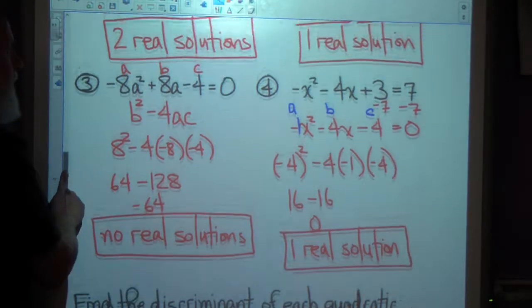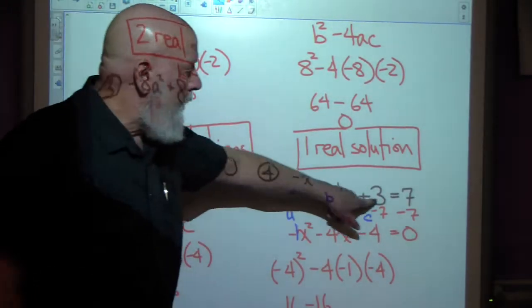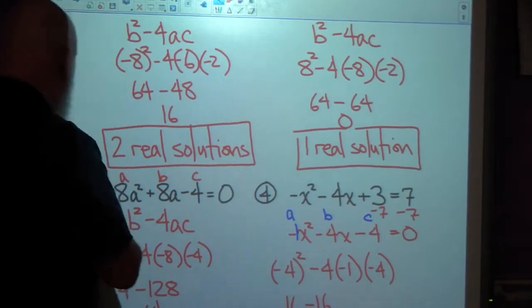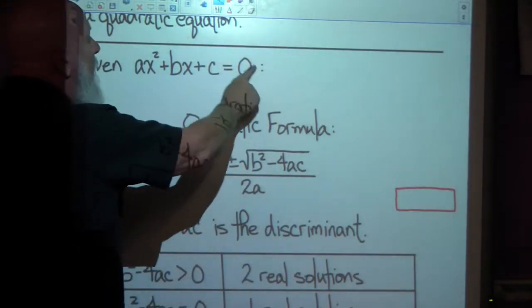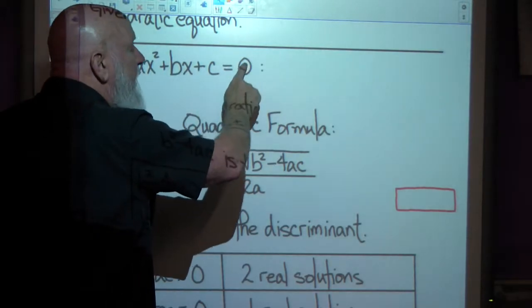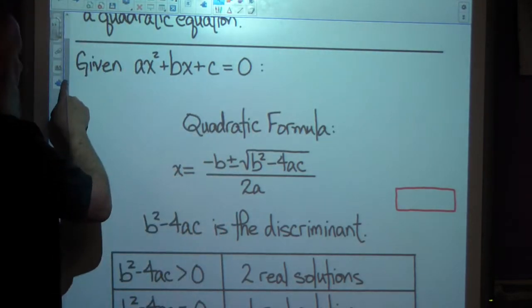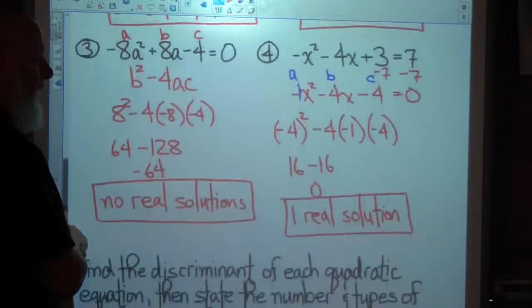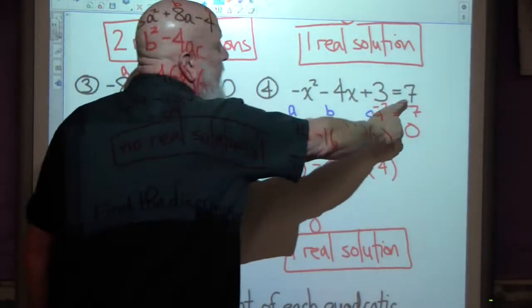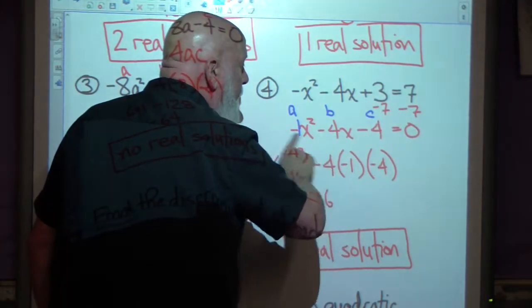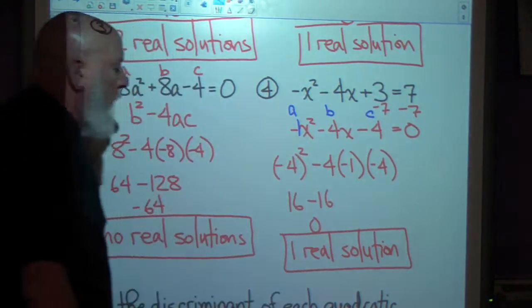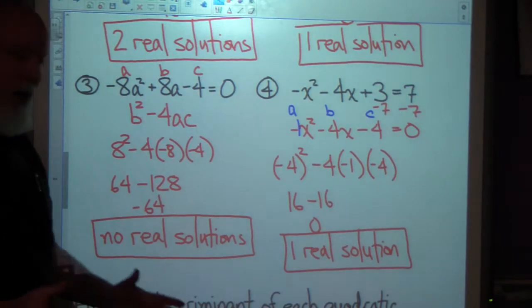Make sure that it is in standard form, or you can't use the quadratic formula. We can't use the quadratic formula until the quadratic equation is set equal to 0 on one side. This one was set equal to 7, so I had to set it equal to 0 by subtracting 7 from this side. Then we did b squared minus 4ac. Hopefully that makes sense.